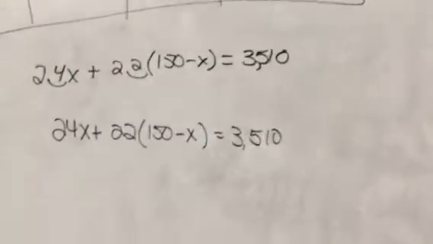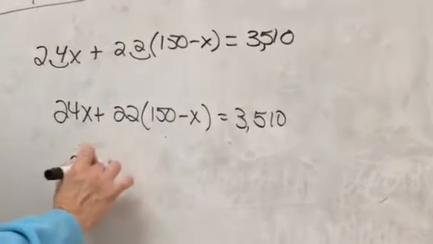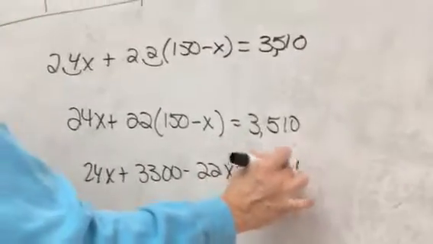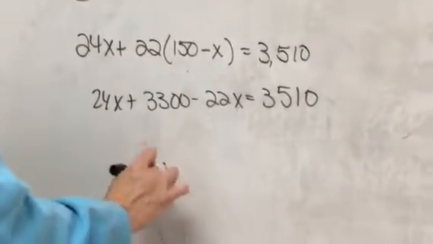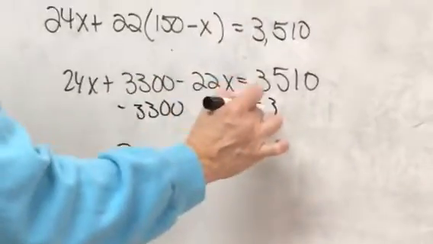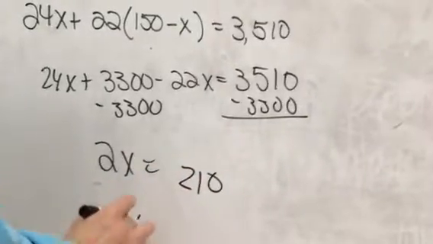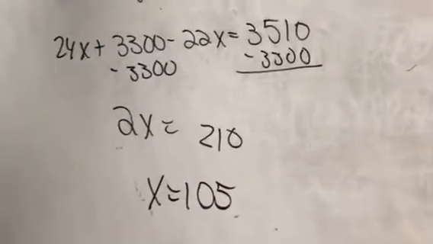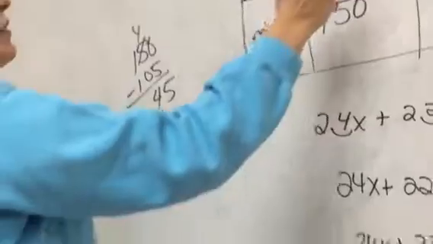And I'm going to save time here. 22 times 150 is 3300, so 24x plus 3300 minus 22x equals 3510. Okay, let's combine like terms. I've got 2x. I'm going to subtract 3300 from both sides. All right, and I get 210, so x equals 105. So corn is going to be 105, and 150 minus 105 is 45.